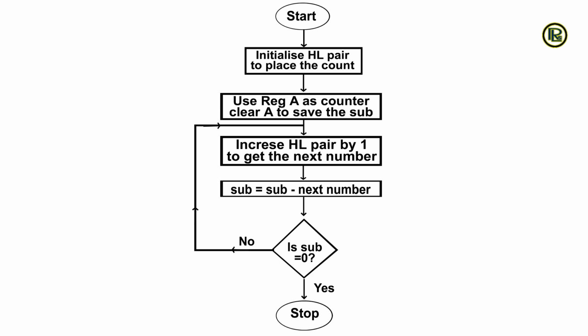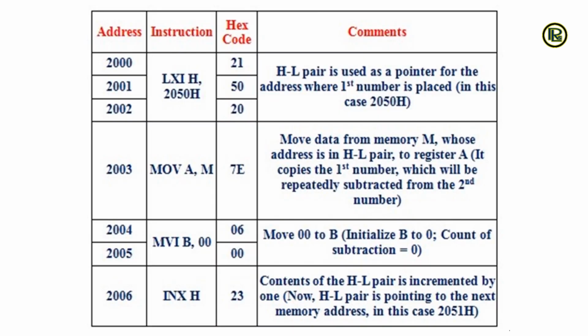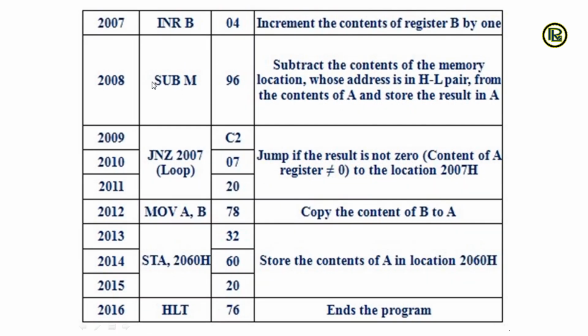It's like before. I have to use the HL pair, and then here we have to check. If the count is 0, then it will stop, otherwise it will go back to the loop as I showed you earlier. And this is the corresponding program. So here, as before, I have explained all the instructions with the comments. You will be able to understand. Instead of addition, I am having subtraction here, to subtract the contents of the memory location whose address is in the HL pair from the contents of A and store the result in A. And the rest of the things are similar.